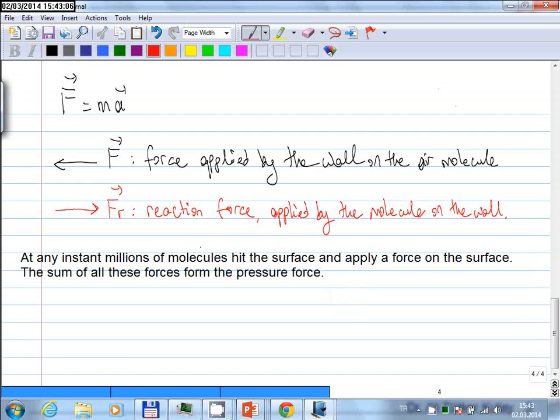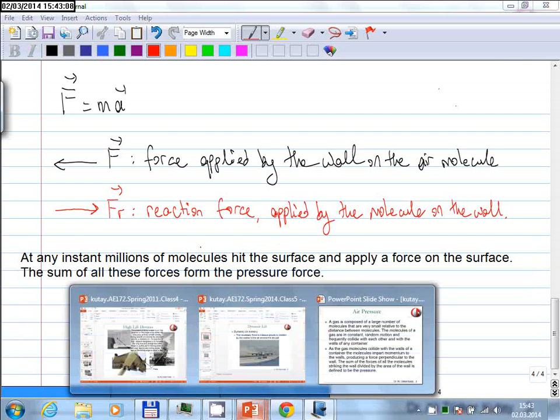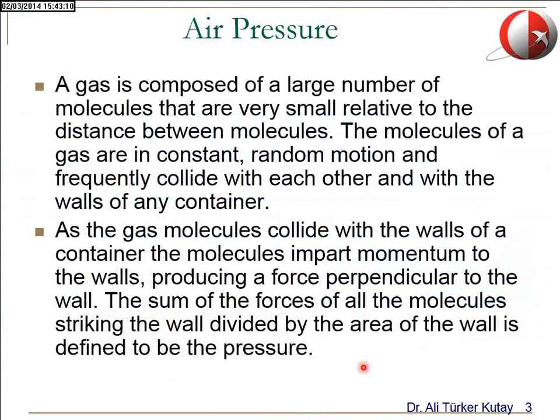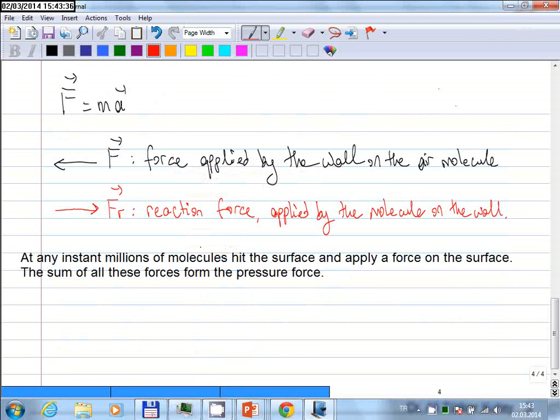Okay, so let's go back to the PowerPoint presentation. Okay, so the second bullet explains what I just explained. As the gas molecules collide with the walls of a container, the molecules impart momentum to the walls, producing a force perpendicular to the wall. The sum of the forces of all the molecules striking the wall divided by the area of the wall is defined to be the pressure. Okay, so this is how the pressure is formed.